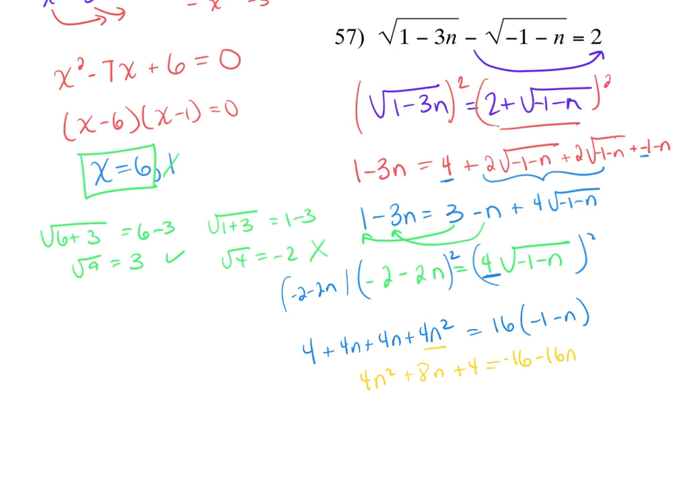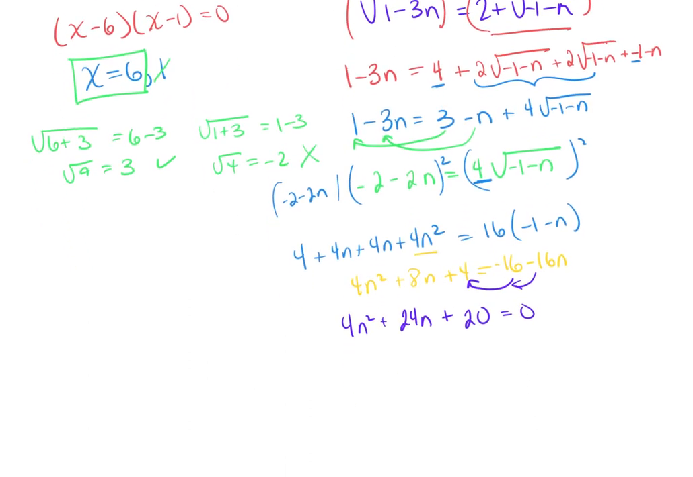And anytime you have a square, get everything to one side. I'm going to move the 16 over here. 4 and 16 give me 20. The 16n over here. And then I have the 4n squared. I will say, when I have something like this, I'm going to divide that 4 out before I do my factoring, because 4 will come out of everything.